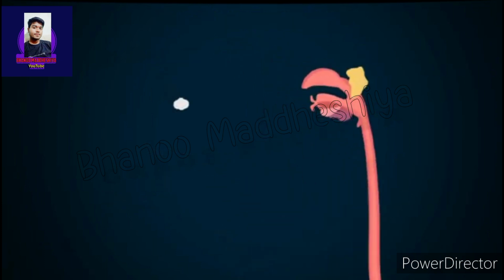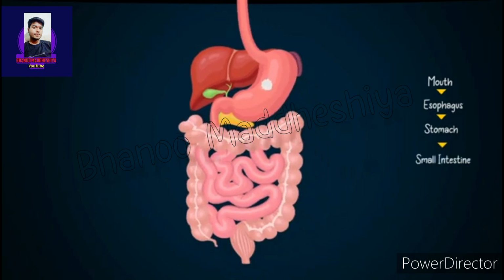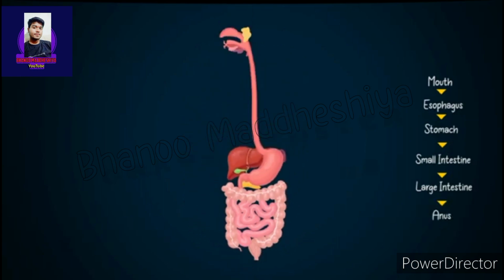The food enters the digestive system through the mouth, and then it passes down into the stomach through esophagus. From the stomach, it passes to small intestine. From there to large intestine, and the undigested food is finally excreted through anus. This is the flow of food in our digestive system.